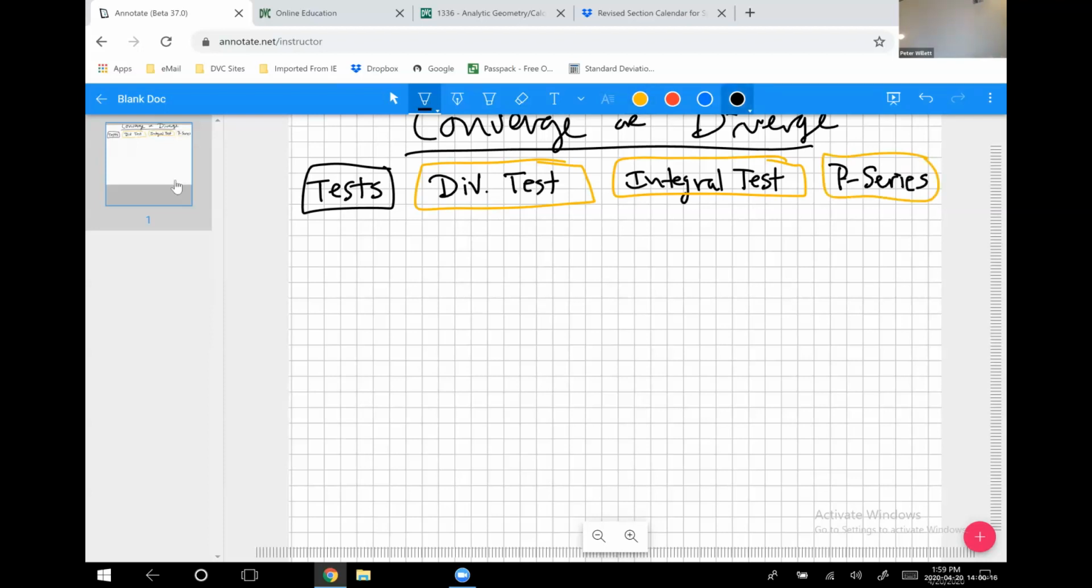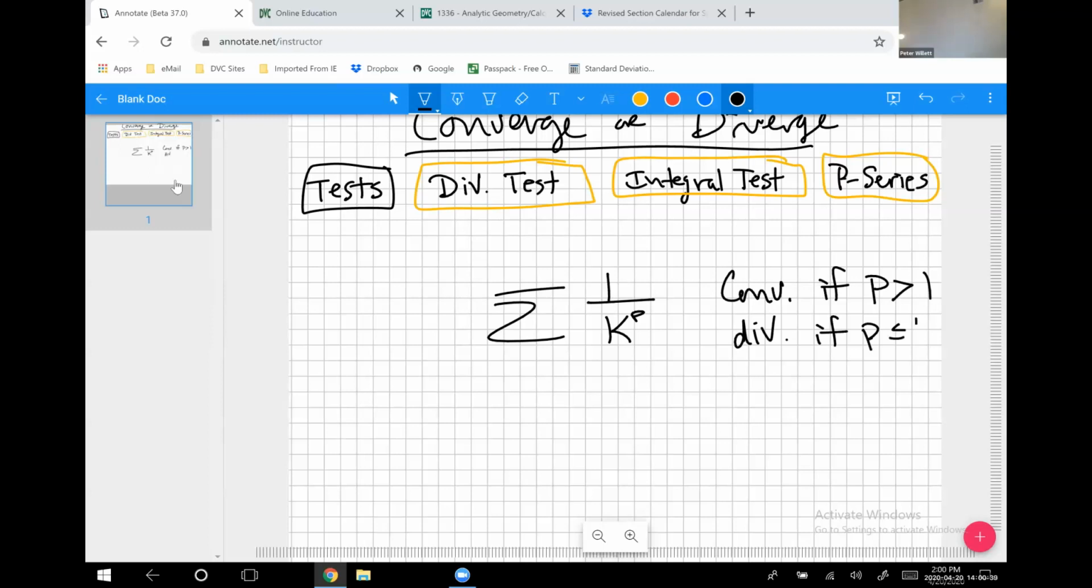And the basic idea with the p-series is that if you have something of the form 1 over k to the p, so it's a power function, p for power, then this will converge if p is greater than 1 and diverge if p is less than or equal to 1.